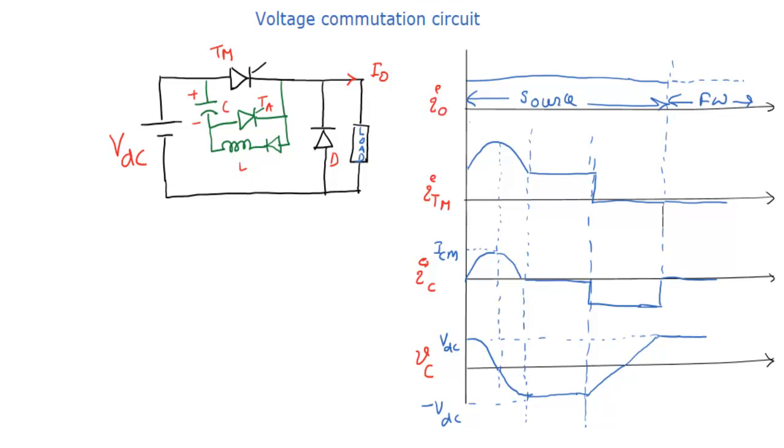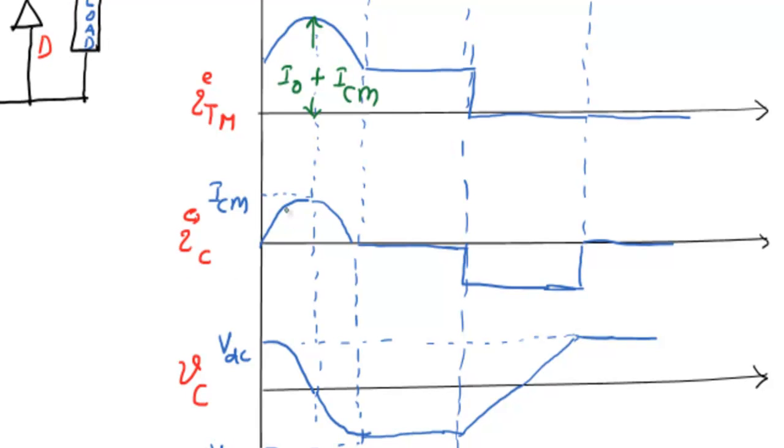So now, to complete this operation, we need to derive some things from these waveforms. One is, what is the maximum value of the current flowing through the main thyristor? As we discussed, this is nothing but the sum of two currents: one is the capacitor current, the other one is the load current. At this time it is maximum, that is I0 plus the maximum capacitor current, ICM. So that's the maximum current.